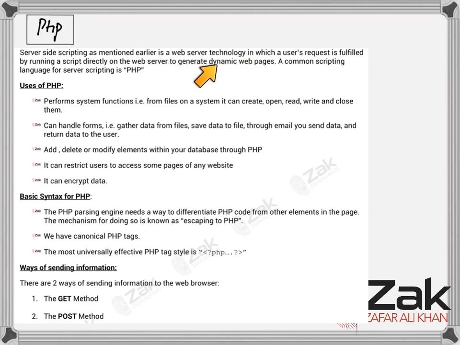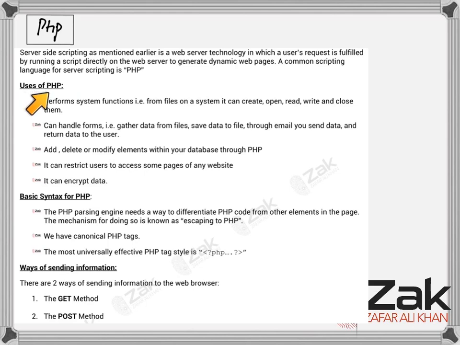to generate dynamic web pages. Commonly, dynamic web pages means those pages which upon your click change their shape as per your expectation. For example, if you go to an email website and hit next, and then you see a next page which is showing a different combination of emails, that next page is again fetched from the server. So a common scripting language for server scripting is PHP.